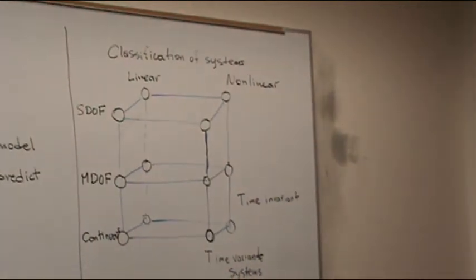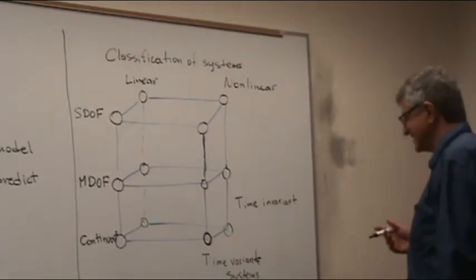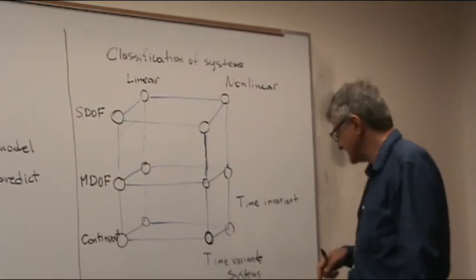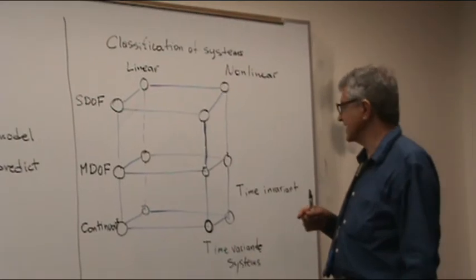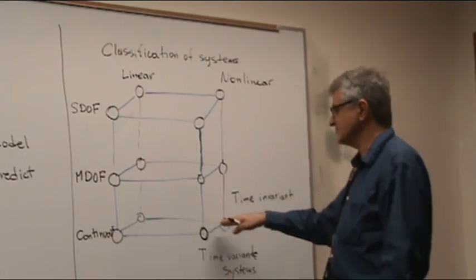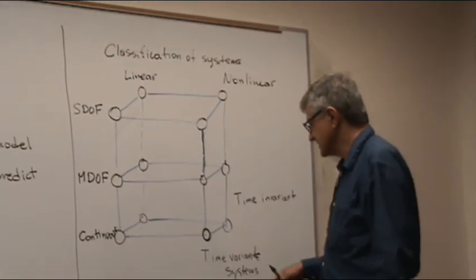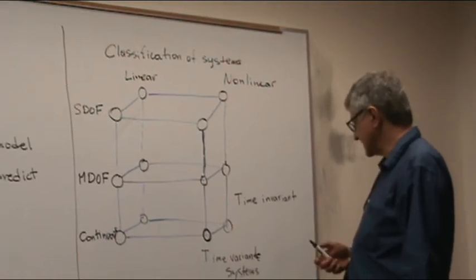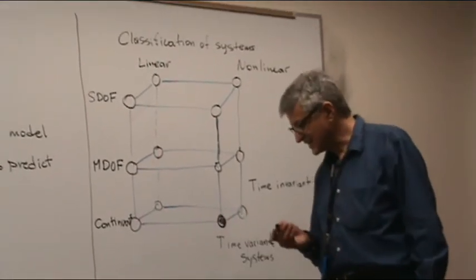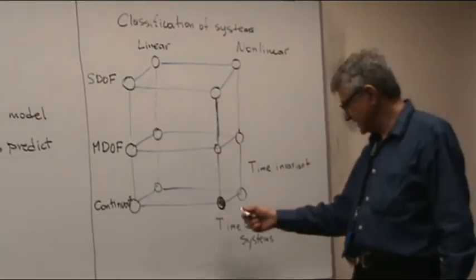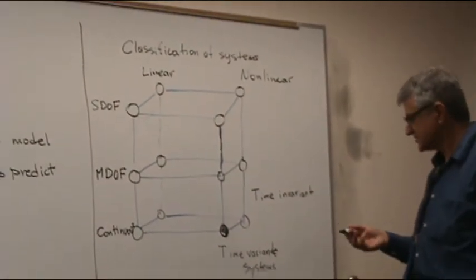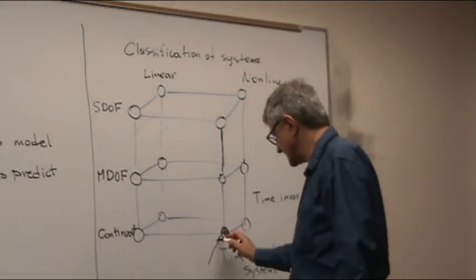Okay. In reality, where are we? If you want to represent exactly something, well, it is nonlinear, okay? So you are on this side, it is continuous, okay? And it is time variant, so this is where you are. If you want to represent a real system, it is time variant, it is nonlinear, and it is continuous. So this is the reality.